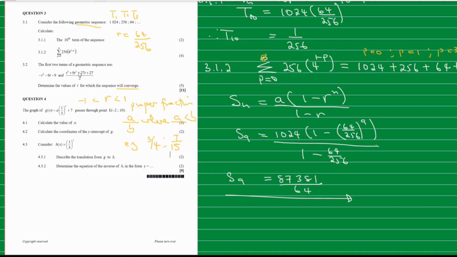So to work this one out, our question is, we are given the first two terms, and we are answering 3.2.